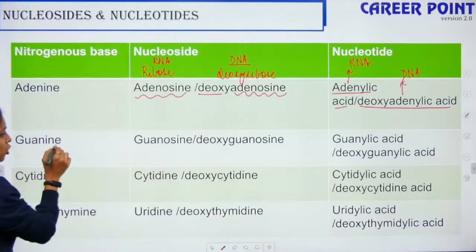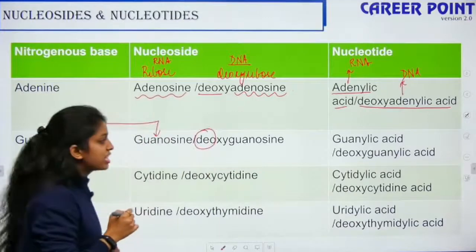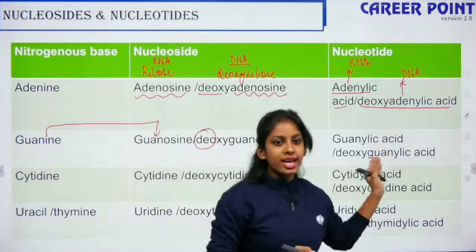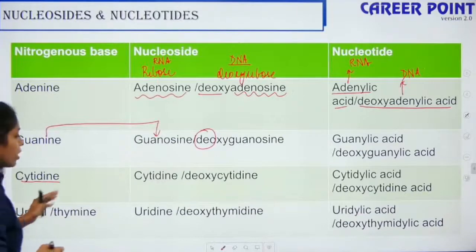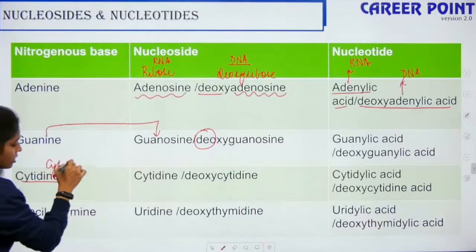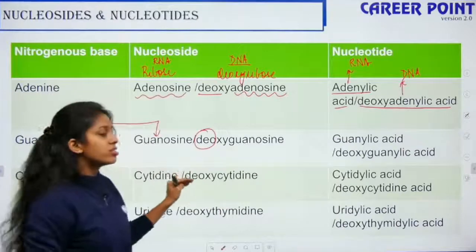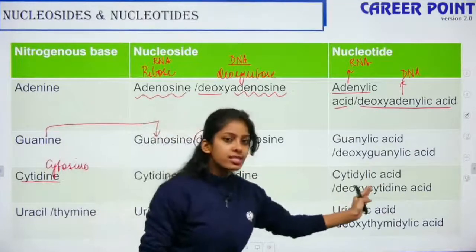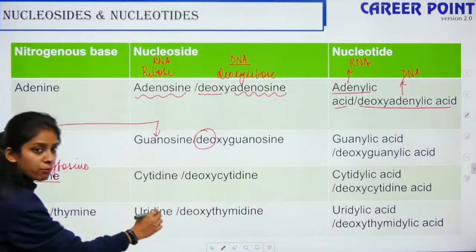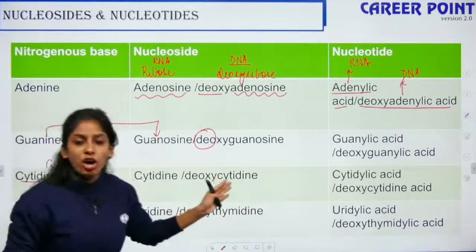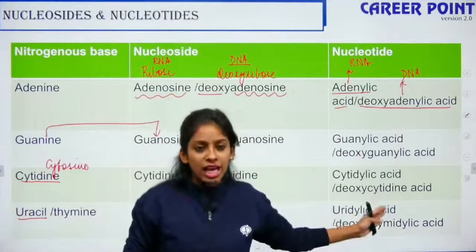Then guanine. When it binds with ribose sugar, it is guanosine. When it binds with deoxyribose sugar, it is deoxyguanosine, and it is guanylic acid or deoxyguanylic acid. Then cytosine becomes cytidine when it binds with ribose sugar and deoxycytidine when it binds with deoxyribose sugar. It becomes cytidylic acid or deoxycytidylic acid. Finally, uracil or thymine: uracil binds with ribose sugar to give uridine. Thymine binds with deoxyribose sugar to give deoxythymidine, and these become uridylic acid and deoxythymidylic acid.